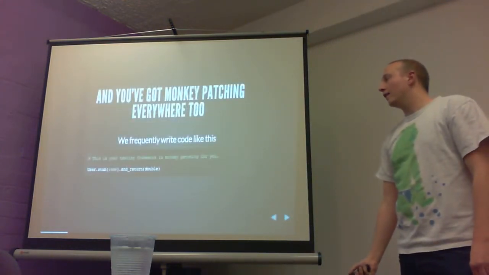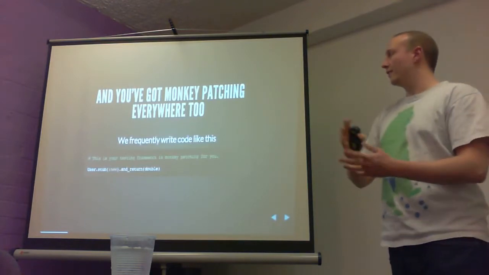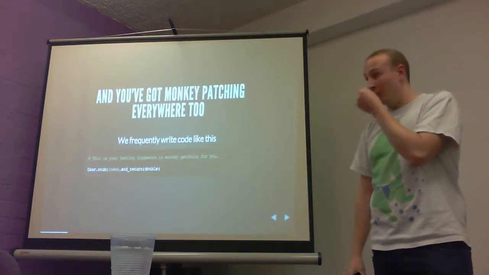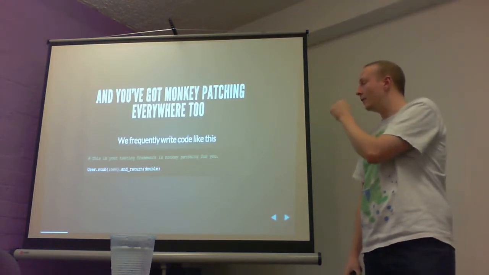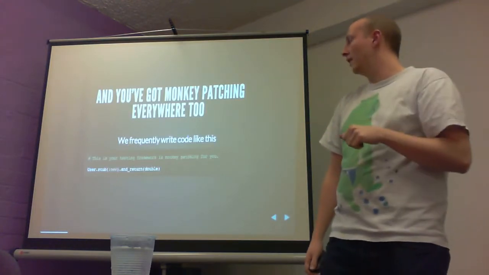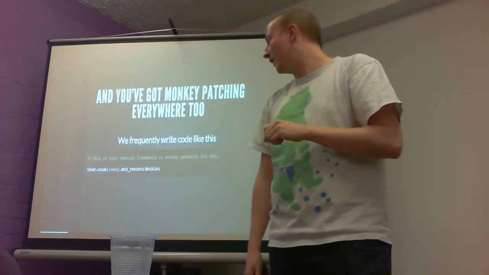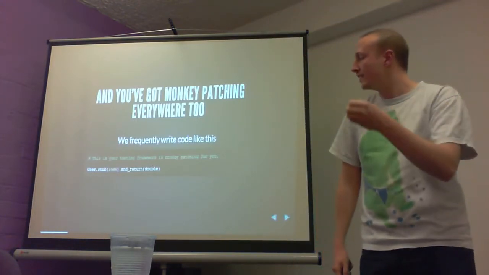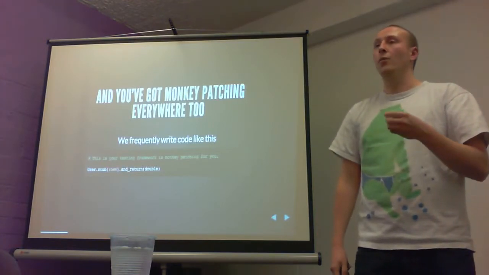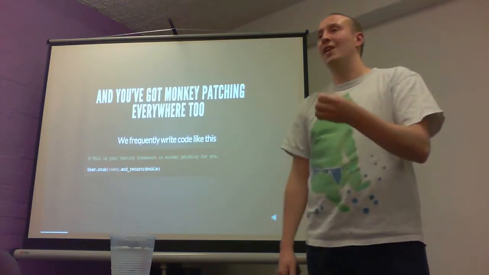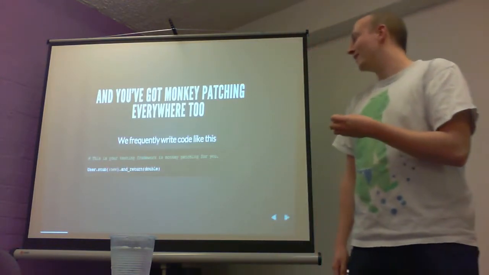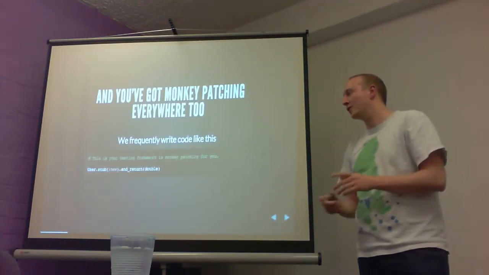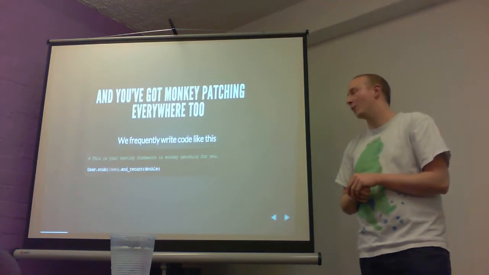So you've got classes which are essentially global variables that you hard code everywhere. And you also have this problem with monkey patching. So we frequently write code like that, just that little snippet there, where in order to test that code, we import a library such as RSpec, and that does this stubbing thing for us, and we just call user.stub, and we're quite happy with it.